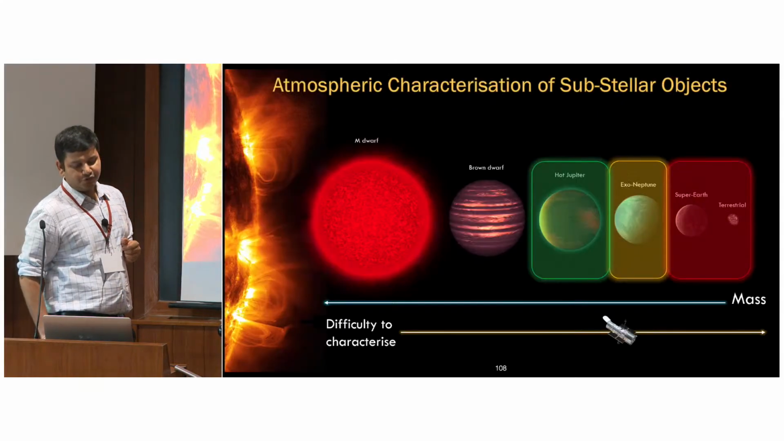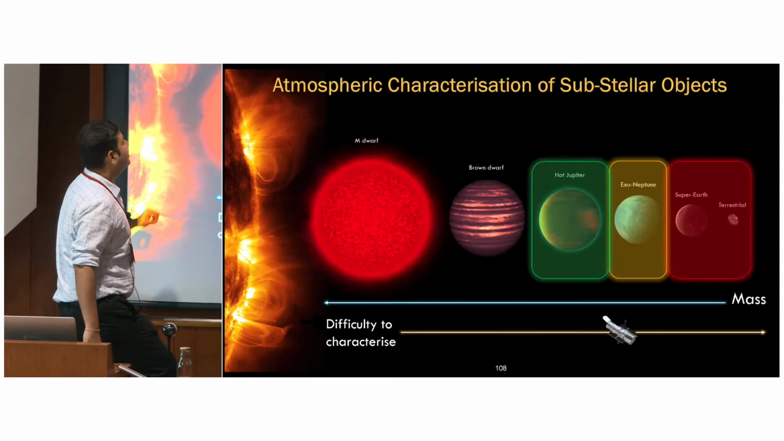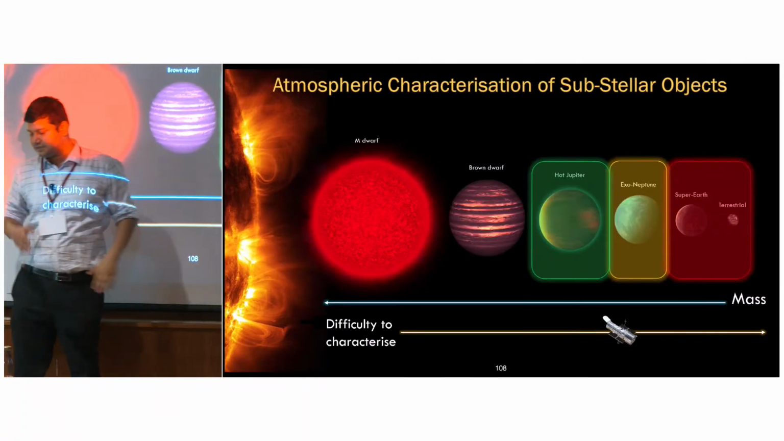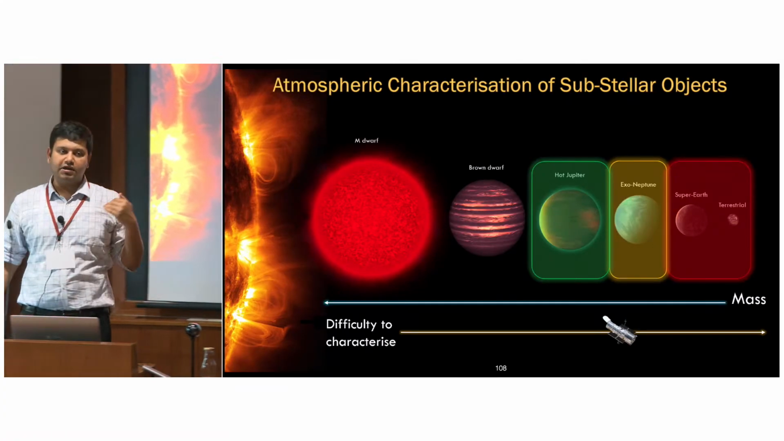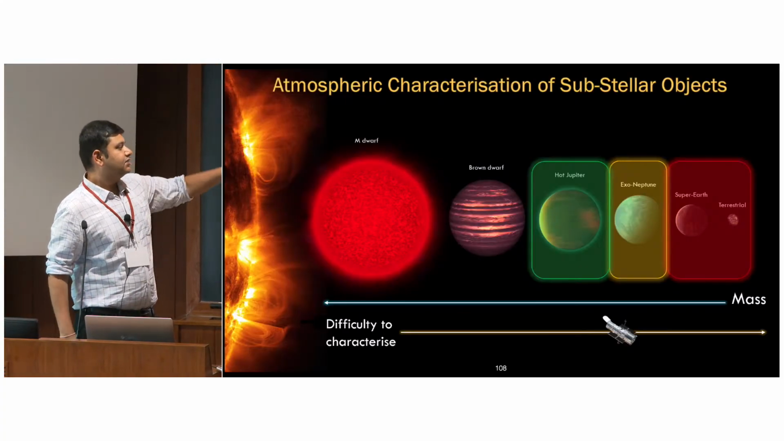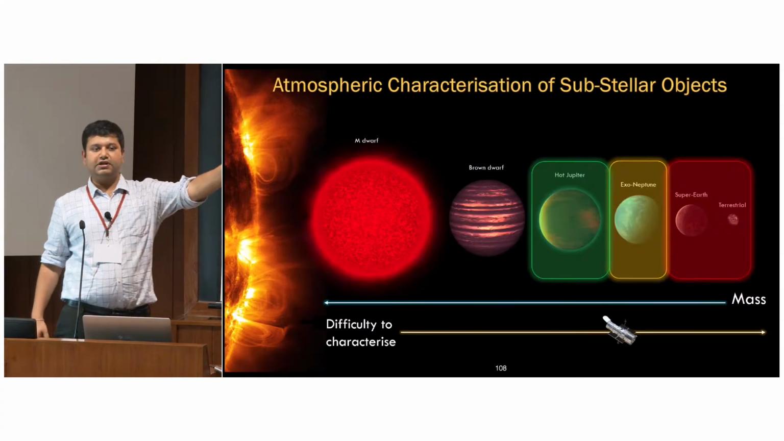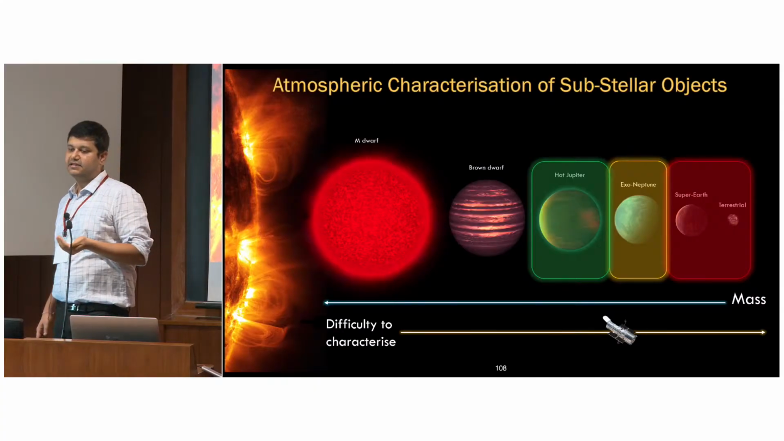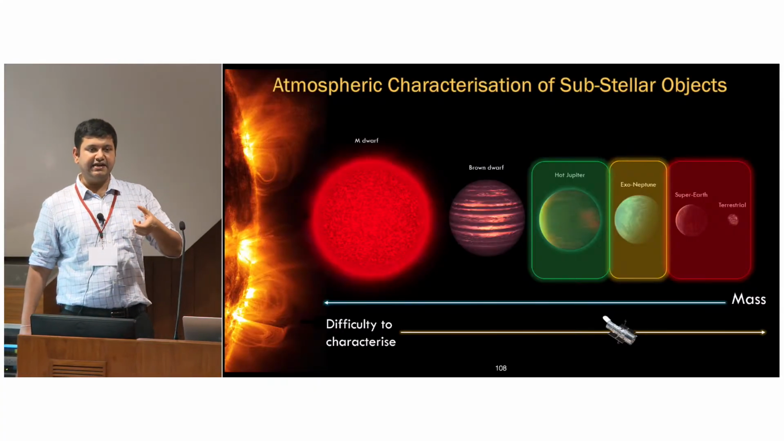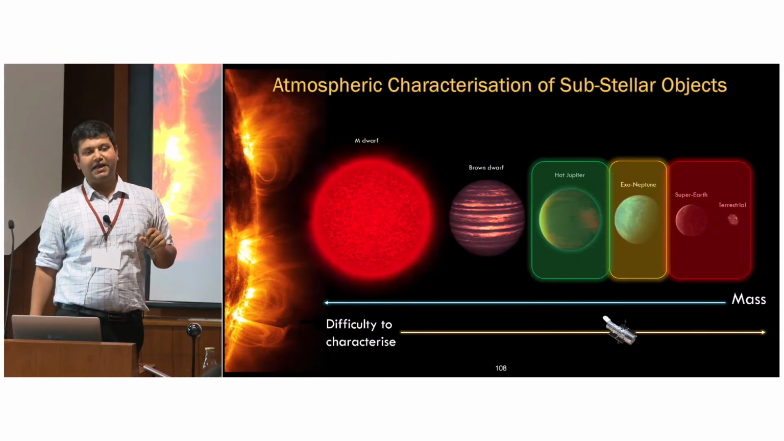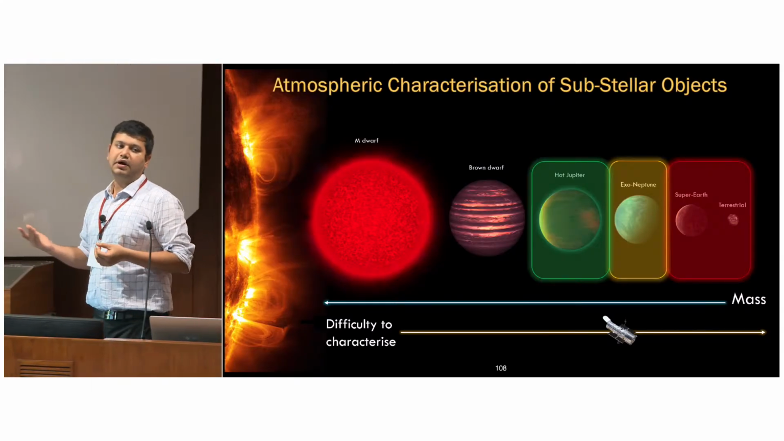So in the near future, where we are heading towards, we started with stars, hot Jupiters, warm Neptunes, and slowly we are getting towards smaller and smaller planets. But as you will notice in my entire talk, characterizing smaller and smaller planets like super Earths and terrestrial planets is very challenging, because the atmospheric scale height is very low, so it becomes very difficult to characterize these exoplanets. But that is what we want to do ultimately in the future.